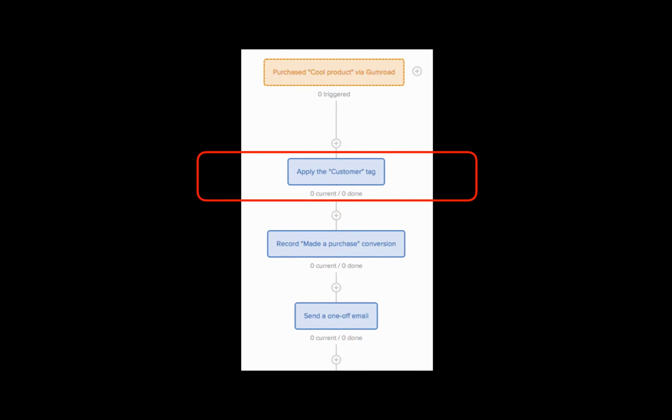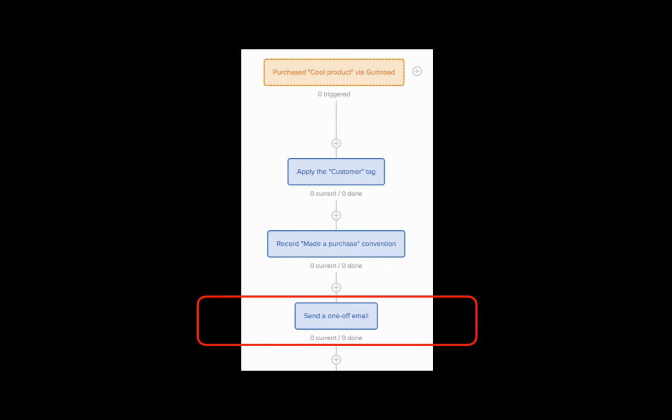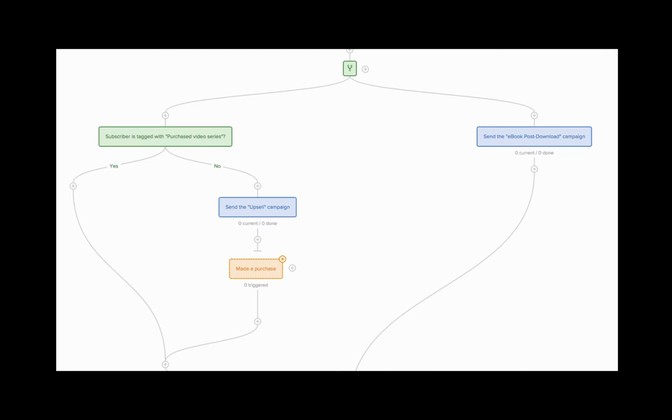You're doing some automatic segmentation using tagging. You record a conversion, so you can see that in your conversion reporting in Drip. That's something, if you want to learn more about conversion reporting, check out the video in this series on that. And then you send a confirmation email confirming that that purchase is made. And then you can get a little bit more complex.